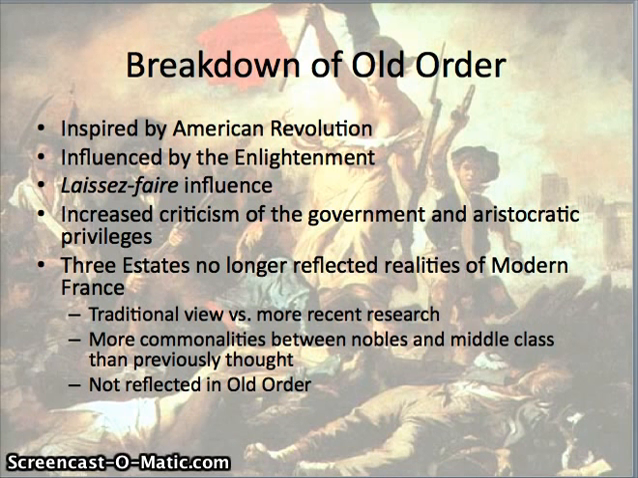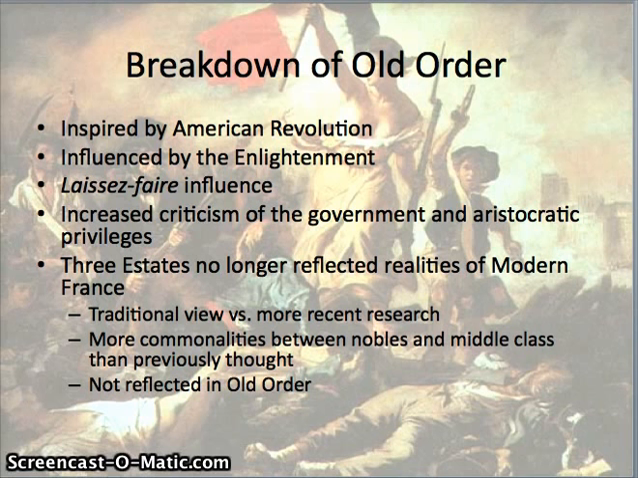Also, you're going to see that more and more people in the third estate, mostly the bourgeoisie, are going to increasingly criticize the government for being inefficient, for being corrupt, and also for continuously giving the aristocracy all these privileges like tax exemptions. Okay. They also think that laws should be more uniform. So basically, that everyone should be subject to the same laws. They don't like the idea of divine right, and there's really no representative assembly that exists in France.